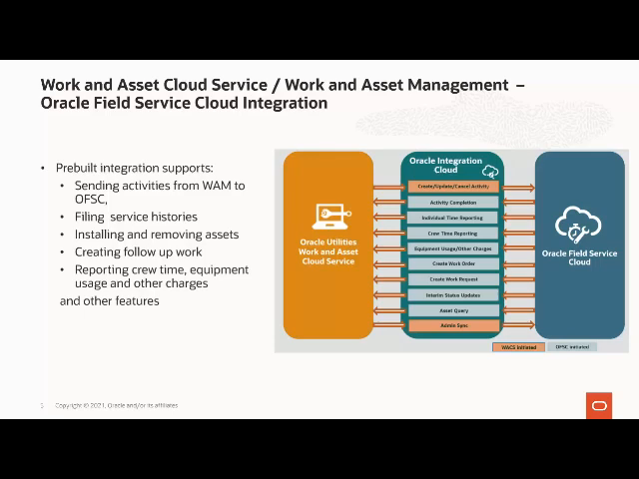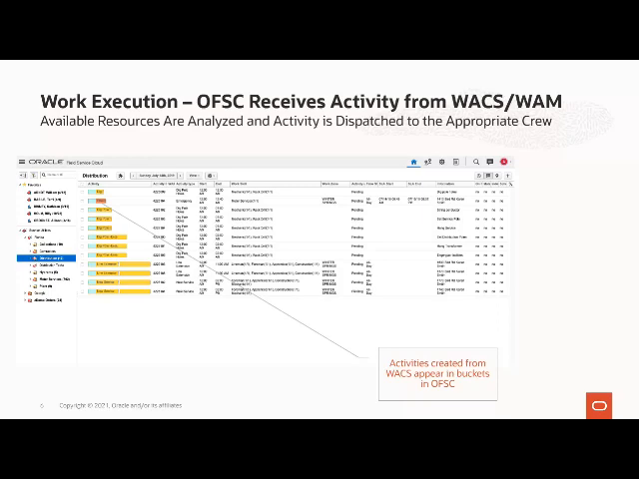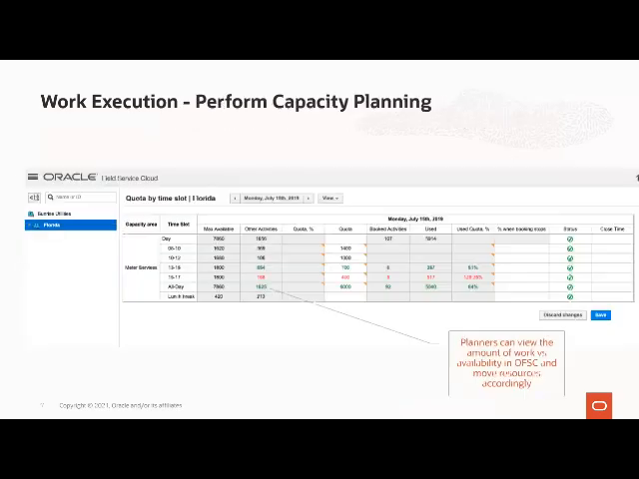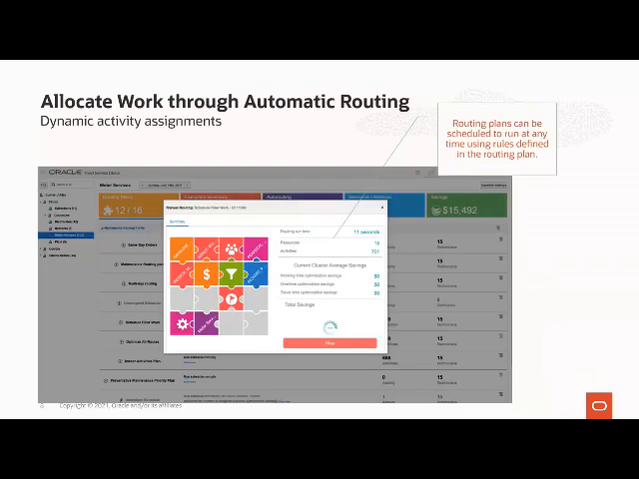If additional work needs to be performed, follow-up work orders and work requests can be created by the crew from OFSC mobile and self-assigned for subsequent execution. A work order created in WAM is sent to OFSC and appears in the Dispatch Console. From the console, the dispatcher can see all activities, the assignments, and scheduled execution time. Capacity planning allows planners to see the amount of outstanding work versus crew capacity and move the work around. Routing plans contain the rules to use when deciding how to assign activities to resources.